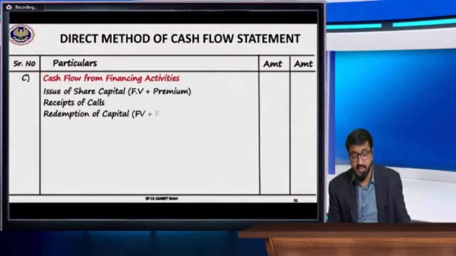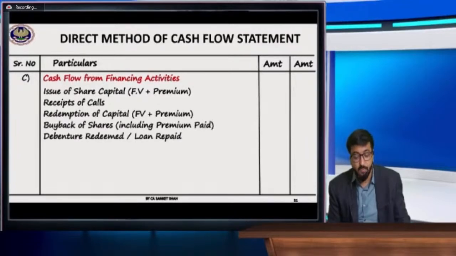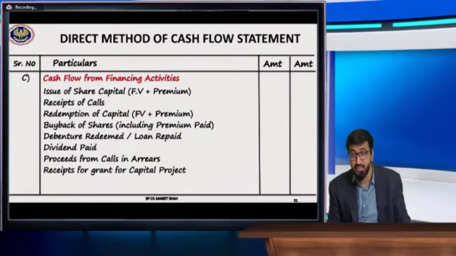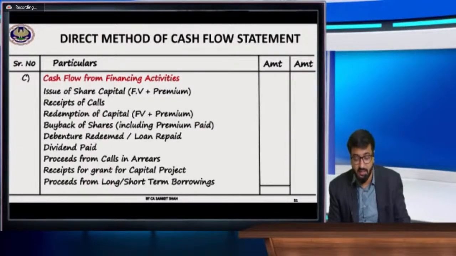And financing activity is related to issue of shares, receipt of call, redemption of capital, buyback of shares, debentures redeemed, dividend paid, or proceeds from calls in arrears. Anything related to receipt of grant for a capital project is again a financing activity. Proceeds from long-term borrowings. So you can see these financing activities items.